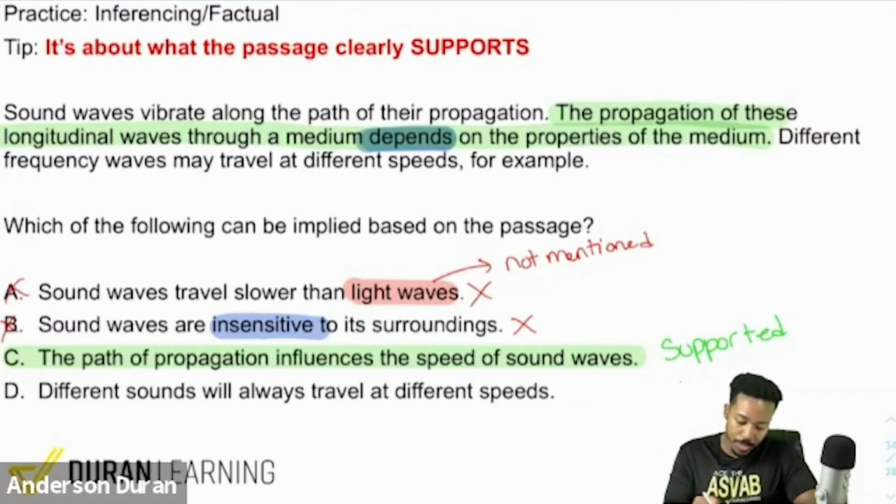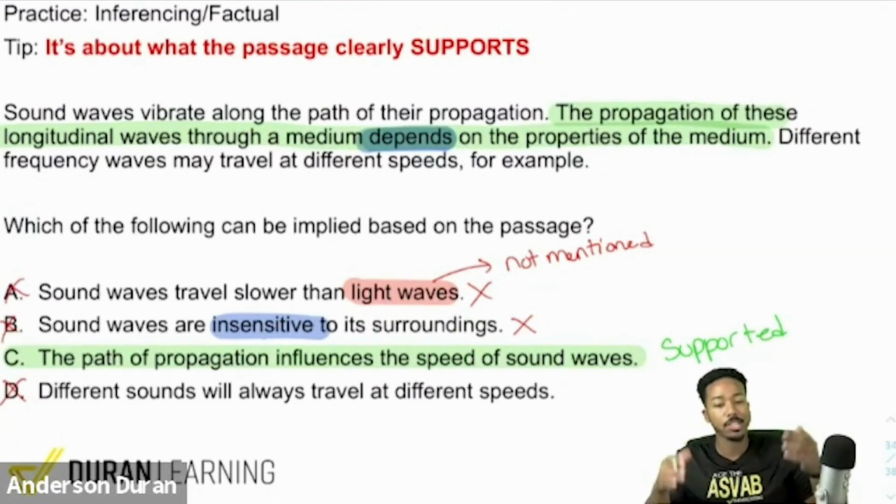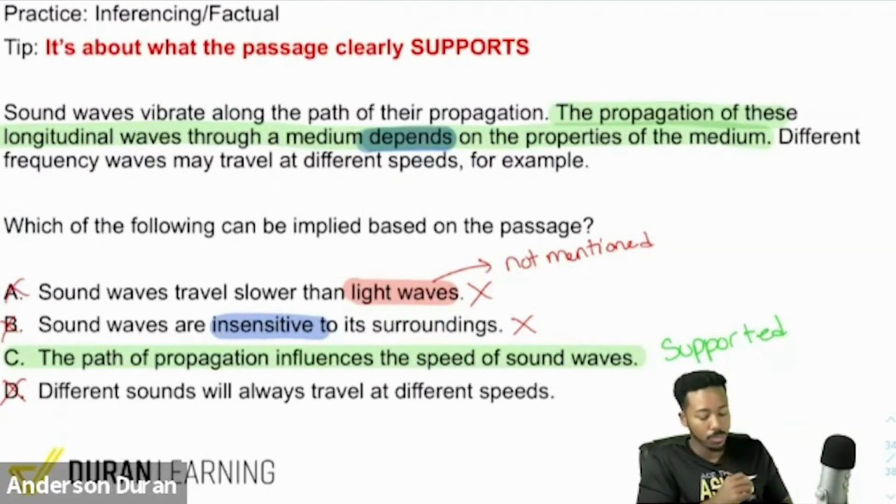And then D, different sounds will always travel at different speeds. Is that true? Is that false? I do not care. The passage doesn't mention it, and so therefore, we can't consider it. The passage does not support it. And so that's why C would be the answer.